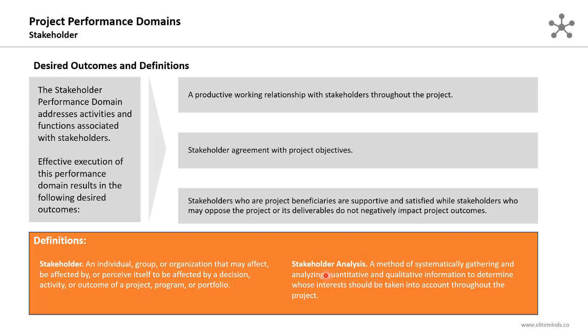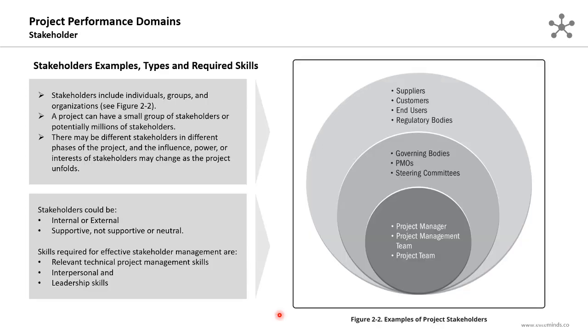Stakeholder analysis is a method or a technique of systematically gathering and analyzing quantitative and qualitative information to determine whose interests should be taken into account throughout the project. So as part of this performance domain, we will identify the project stakeholders and we will conduct the stakeholder analysis in order to determine whose interests should be taken into account. Now, stakeholders include individuals, groups, and organizations.